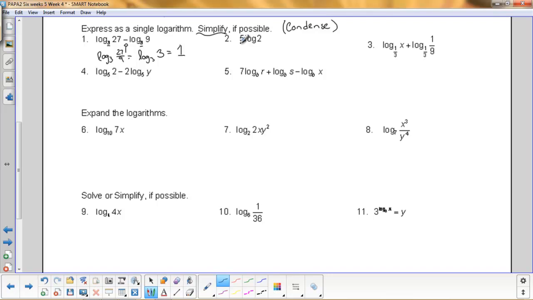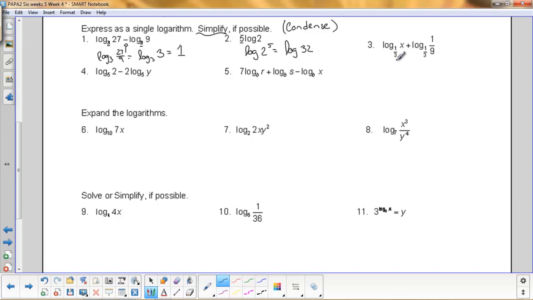Alright, I know that there's a whole number being multiplied by the log. Therefore, when condensing, I'm going to replace that whole number back as an exponent with the argument. So this becomes log base 10. Remember, if it's not written, it's base 10, of 2 to the 5th power. 2 to the 5th power is 32, so it's log of 32.